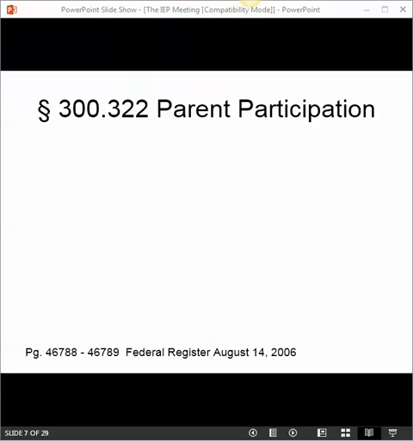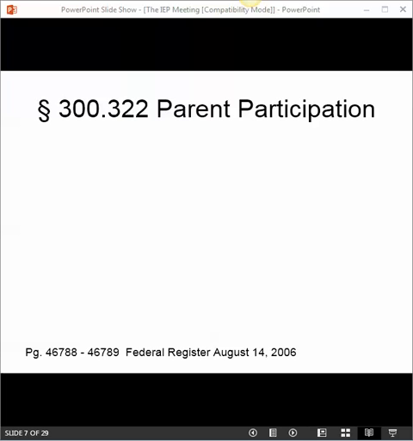For a child with a disability beginning not later than the first IEP to be in effect when the child turns 16 or younger, if determined appropriate by the IEP team, the notice must indicate the purpose of the meeting, if you're going to talk about post-secondary goals for transition, and if you're going to invite any agency people.